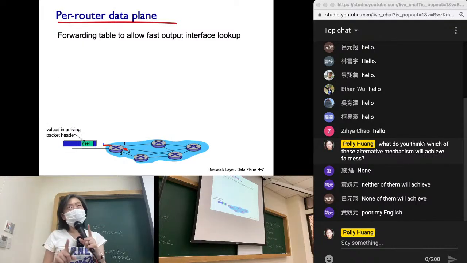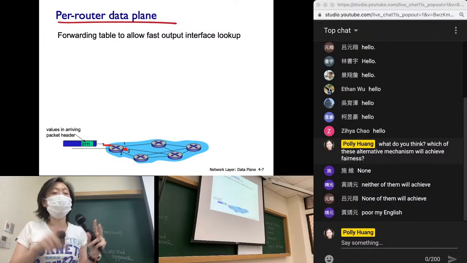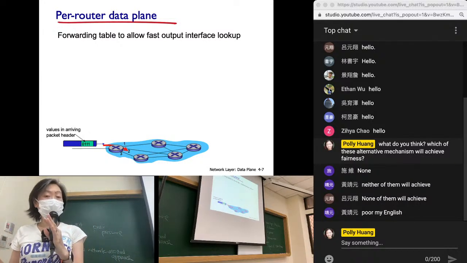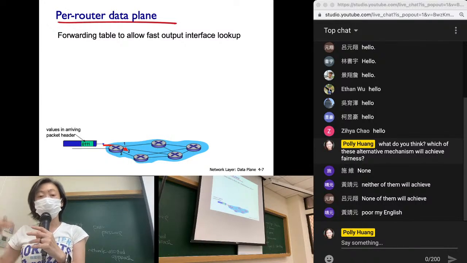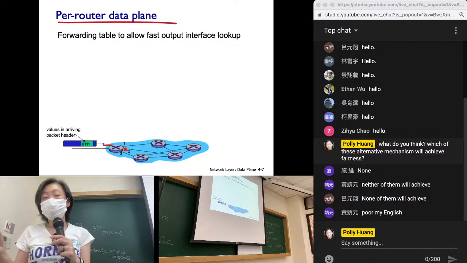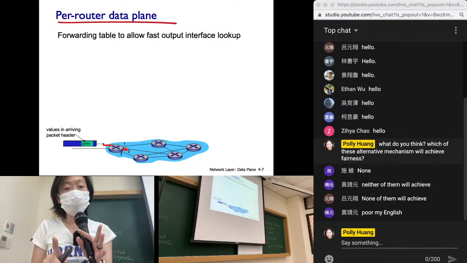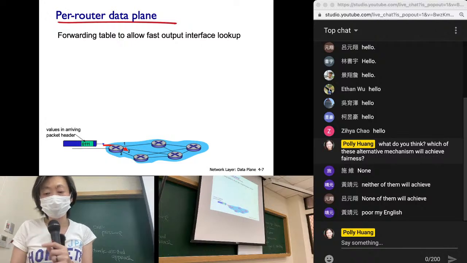Let's focus on the data plane and speak more. In fact, chapter 4 is more on the data plane: how the routings are being done in the traditional way versus the newer way. We'll also talk more in chapter 5. So right now, a little bit more about the data plane and a little bit more about the control plane.